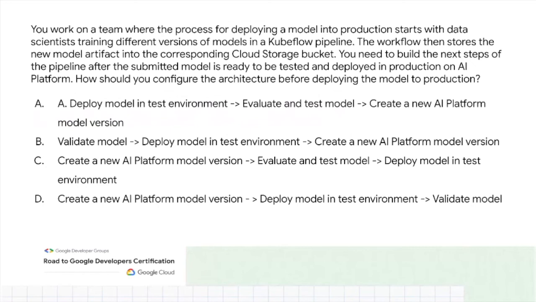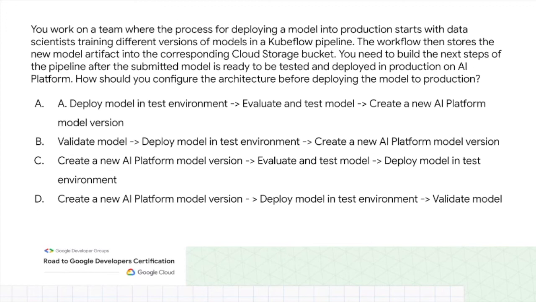So we work on a team where the process for deploying a model into production starts with data scientists training different versions of models in a Kubeflow pipeline. The workflow then stores the new model artifact into the corresponding cloud storage bucket. So we need to build the next steps of the pipeline after the submitted model is ready to be tested and deployed in production on AI Platform. How should we configure the architecture before deploying the model to production?